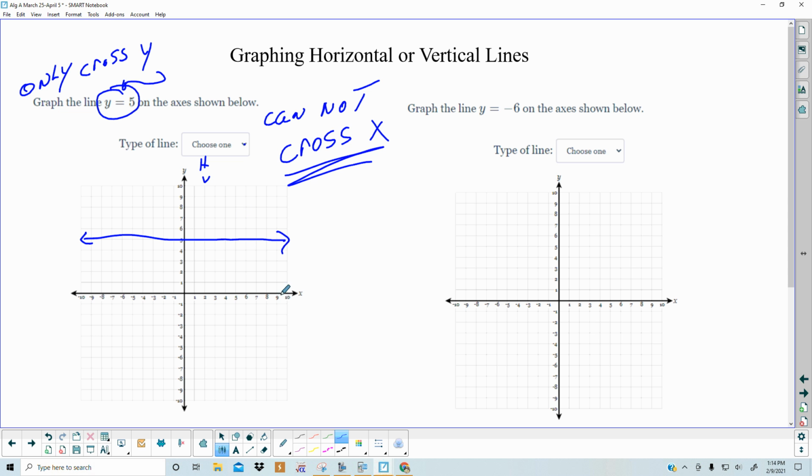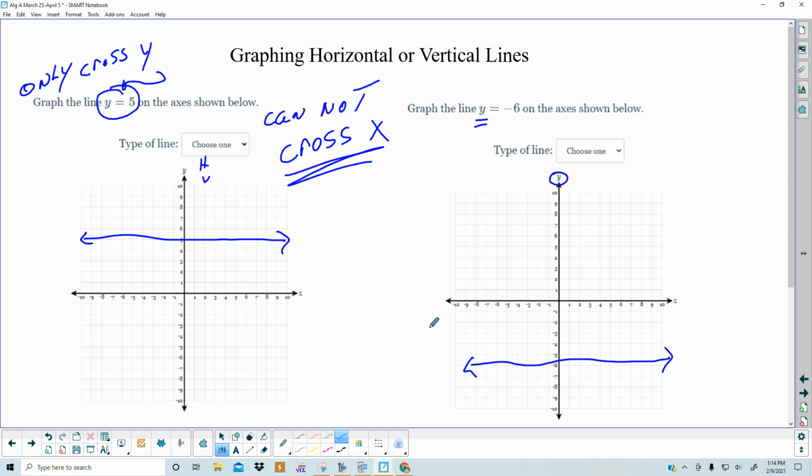Okay? I'll show you how to do that in Delta Math. Graph a line that's y equals -6. So again, notice it only has a y, so it'll only cross the y. And it's doing it at -6. So you come down to -6 on the y, and you draw yourself a horizontal line.